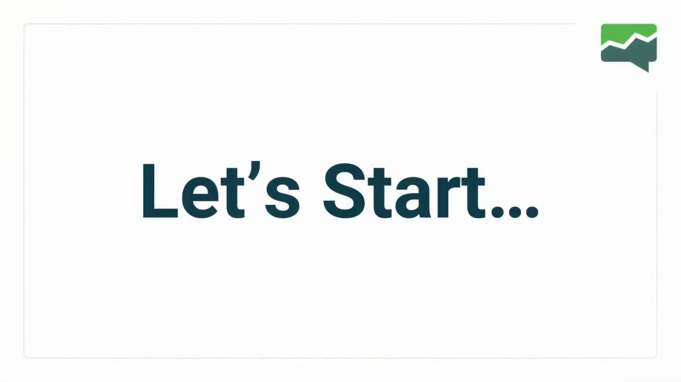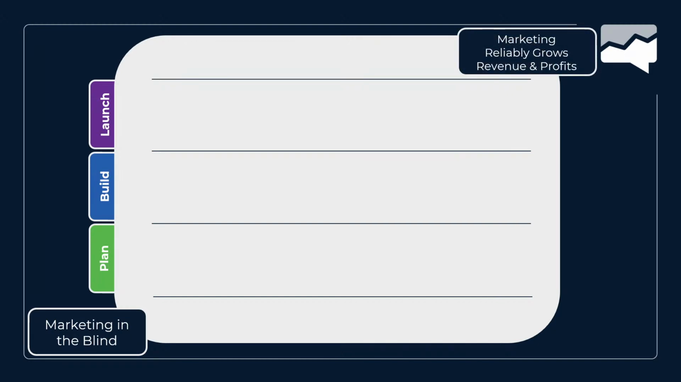All right, we're going to go ahead and start with the framework. Remember, we plan, we build, and we launch. Why do we do this? Because we're marketing in the blind, and we want to just use a system that automatically produces the results we want, in this case, revenue and profits. So how do we do that?